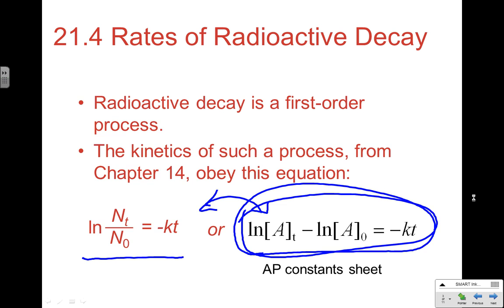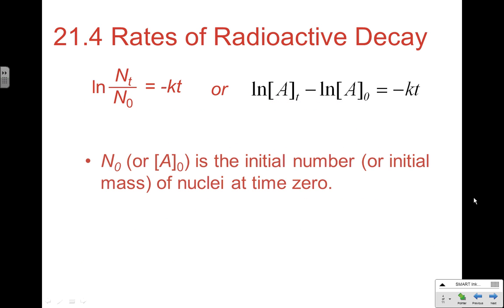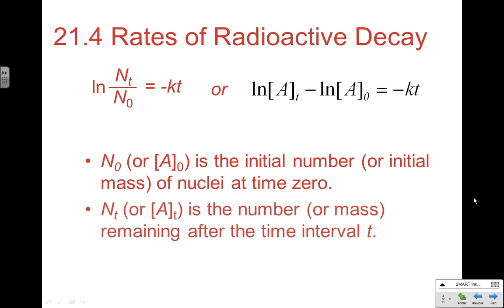So you might as well get used to handling it and get comfortable with it. Now, what do the things stand for? Well, N sub O or A sub O stand for the initial number. So, how many particles we actually have at the start, which could also be the initial mass of nuclei at time 0. So the naught literally means at time 0, how much do we have? And at T would be at some time later. So what is the mass now of that substance?